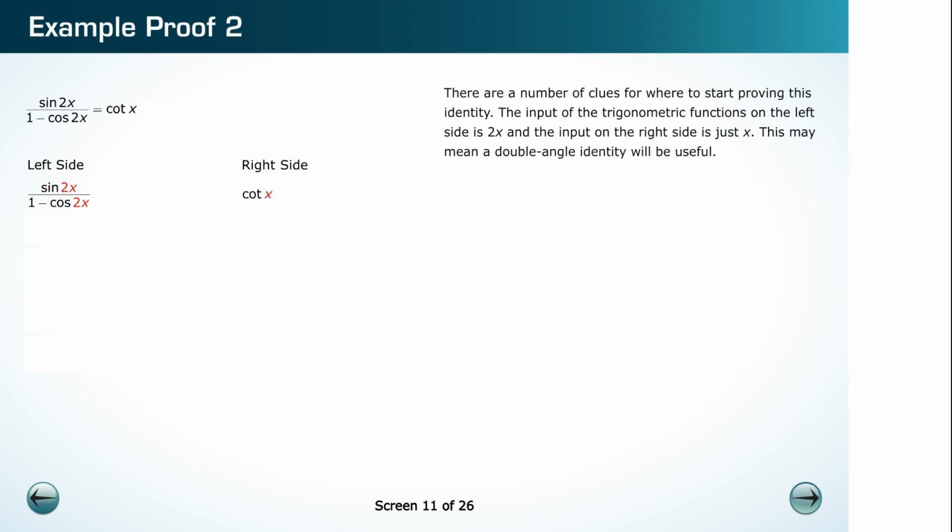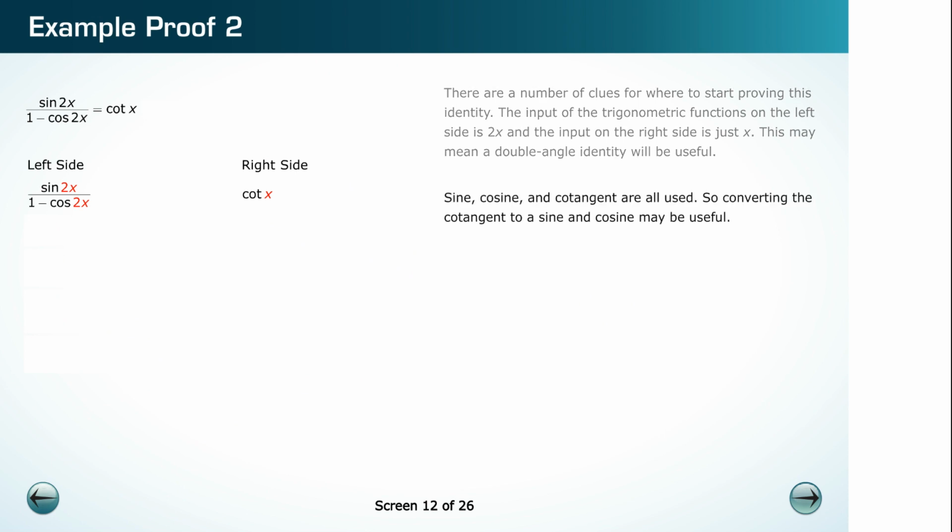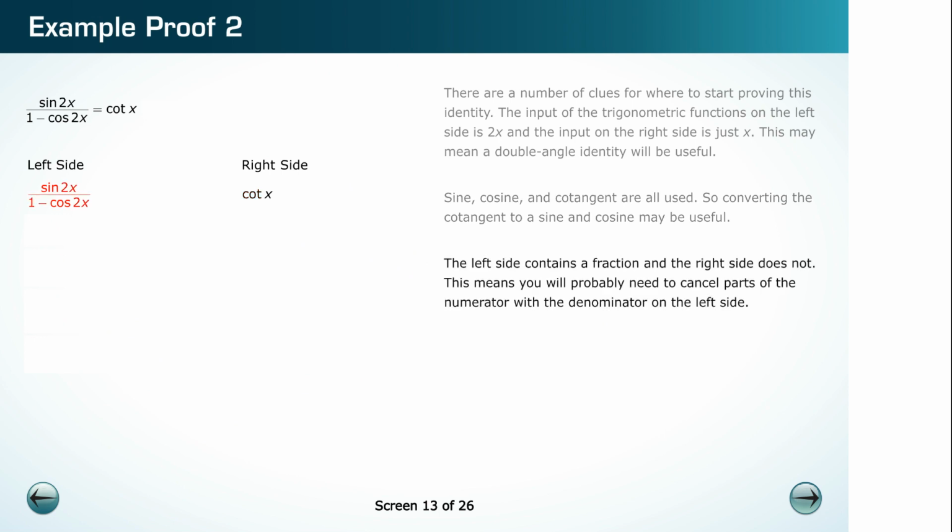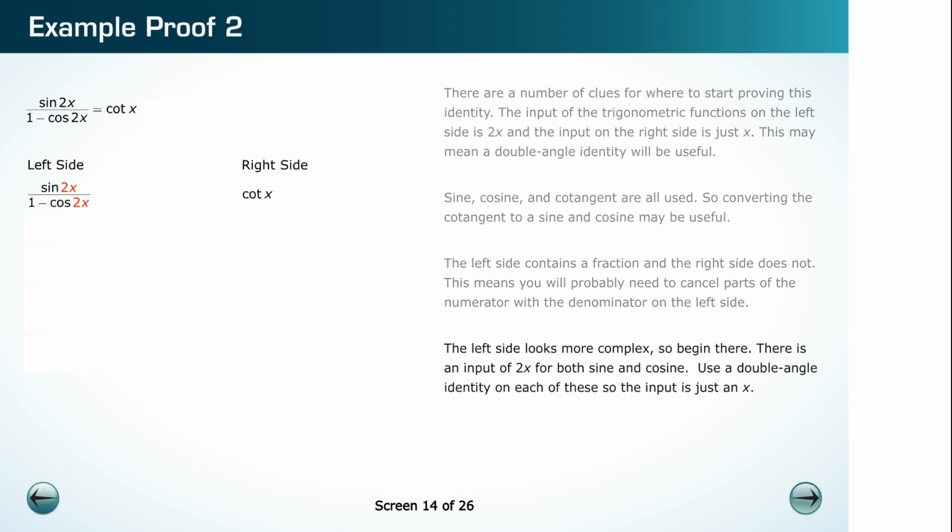There are a number of clues for where to start proving this identity. The input of the trigonometric functions on the left side is 2x, and the input on the right side is just x. This may mean a double angle identity will be useful. Sine, cosine, and cotangent are all used, so converting the cotangent to a sine and cosine may be useful. The left side contains a fraction, and the right side does not. This means you will probably need to cancel parts of the numerator with the denominator on the left side. The left side looks more complex, so begin there.